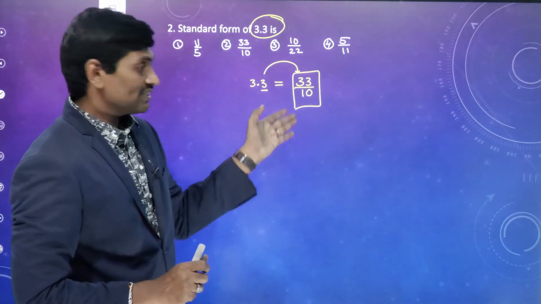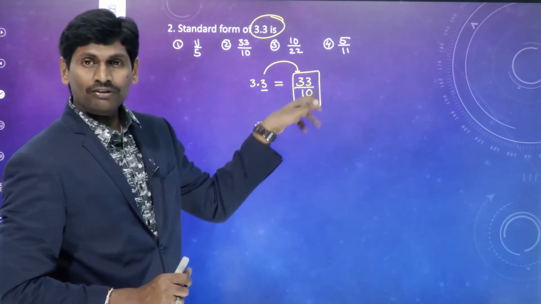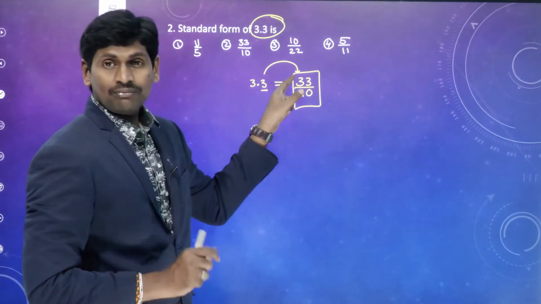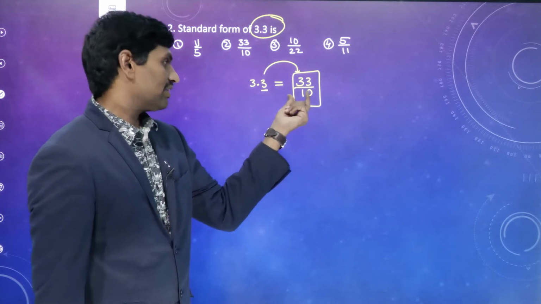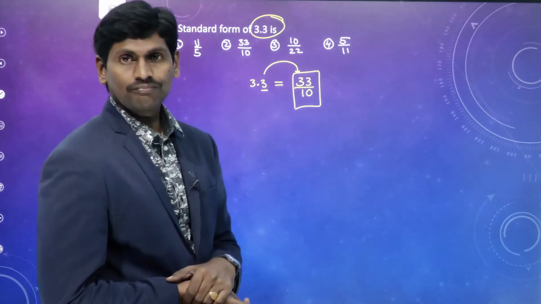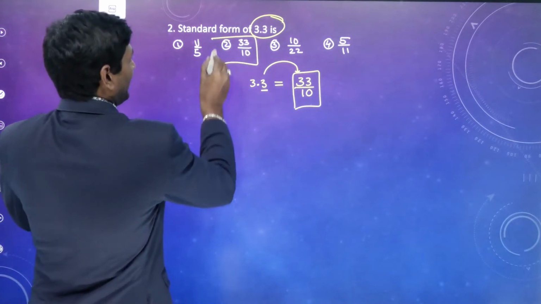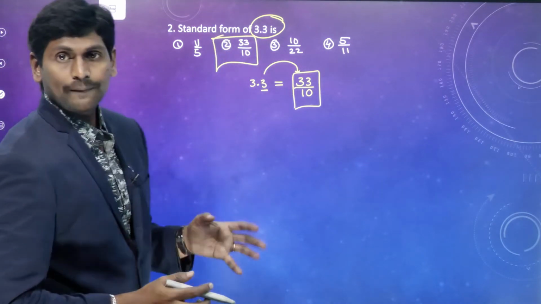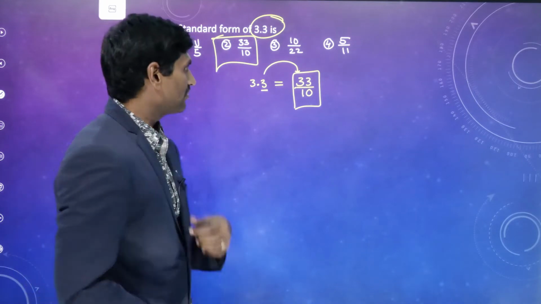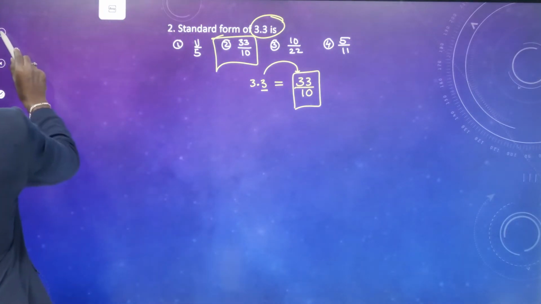So the fractional form of 3.3 is 33 by 10. Any common factor? 33 will come in only the 3 table and the 11 table, but 10 won't come in any of them. So 33 by 10 only is the standard form of 3.3. Clear? Yes, let us go to the next question.